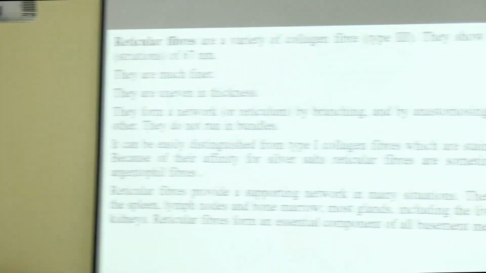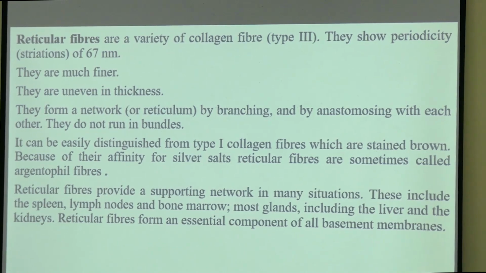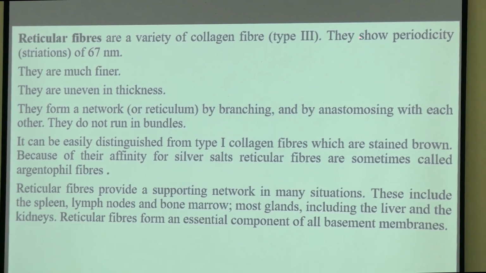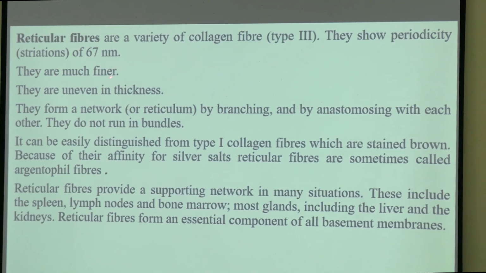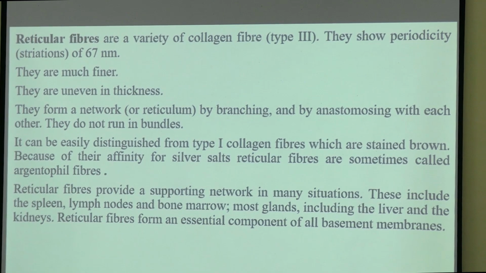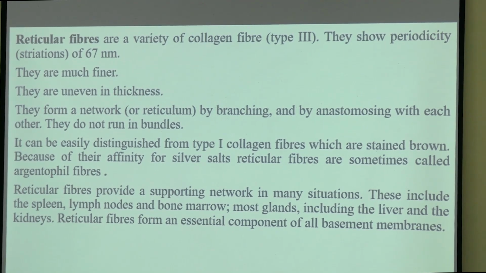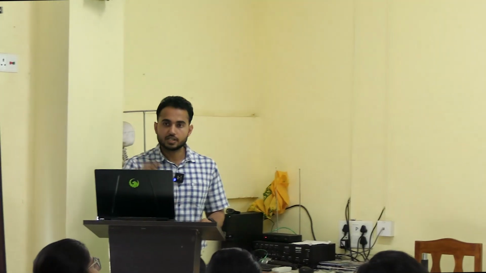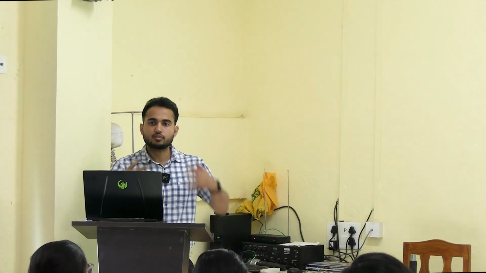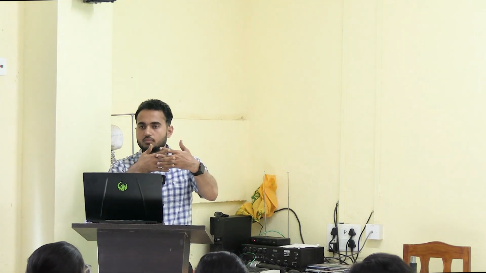Now reticular fibers, as I said, are the variety of type 3 collagen fibers. They also show periodic striations. They are much finer and uneven in thickness. They also branch and anastomose with each other. But the difference is, whenever these reticular fibers branch and anastomose, they form a network-like structure, and that is called a reticulum.